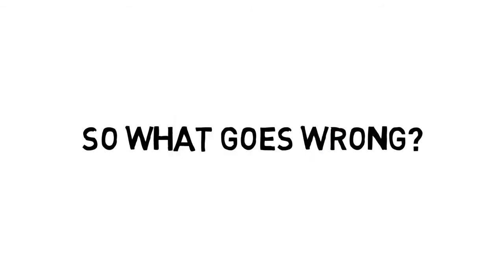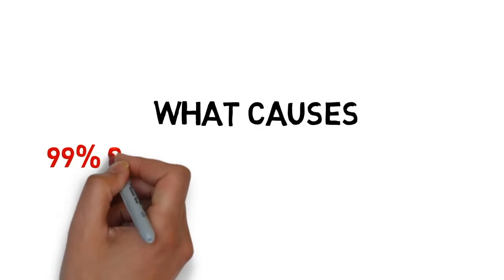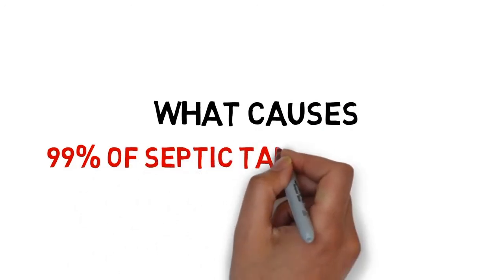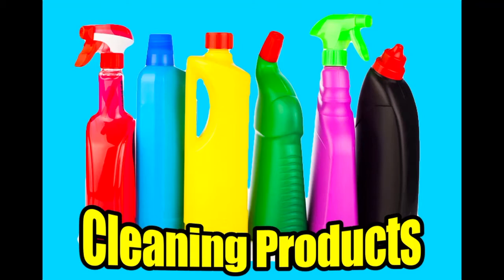So what goes wrong? What causes 99% of all septic tank and soakaway problems? Cleaning products. Cleaning products such as bleach, washing powder, dishwasher tablets and toilet cleaners kill septic tanks and have become the number one leading cause for all septic tank and soakaway problems.